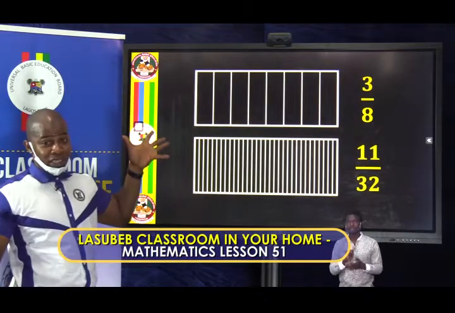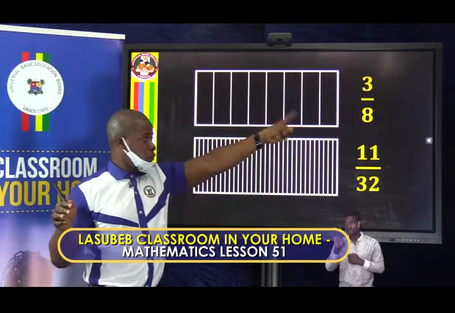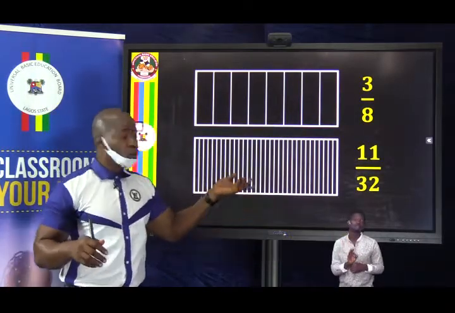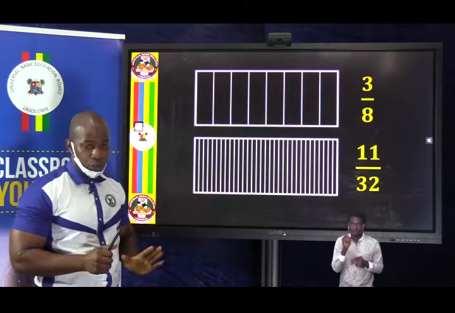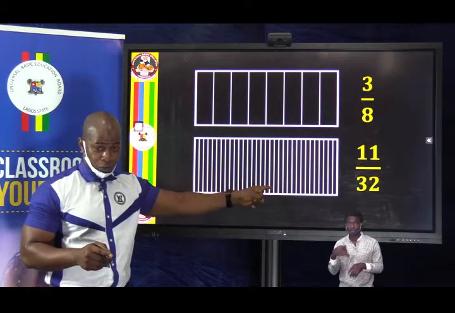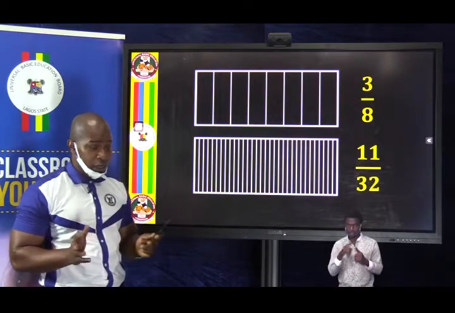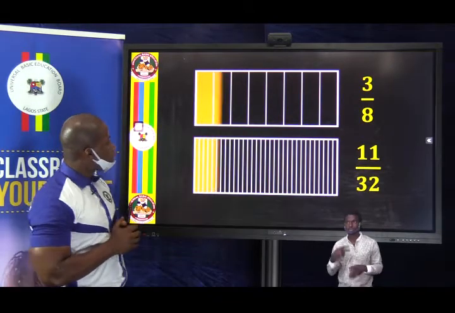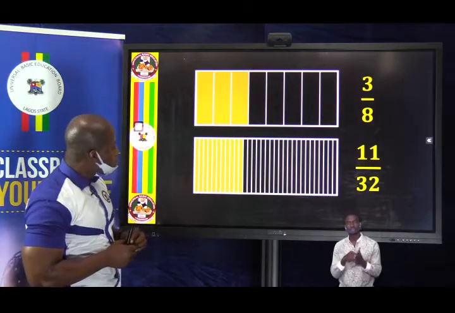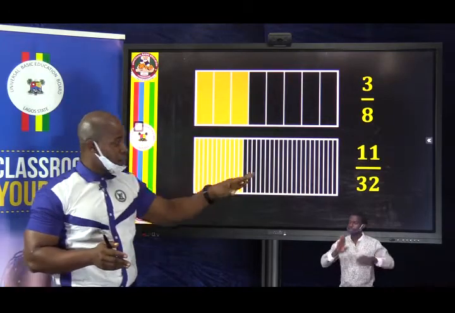So I take that whole rectangle again, and I divide it into 8 portions for the 3 over 8, and then another whole rectangle. You can see that they're of the same size. I divide it into 32 portions for the 11 over 32. So of course I'm going to color 3 parts out of 8, and 11 parts out of 32, and then we can compare the length of the colored part and see which one is bigger. So the 3 parts out of 8 stops here. Now it looks as if 3 parts out of 8 is bigger than 11 parts out of 32.